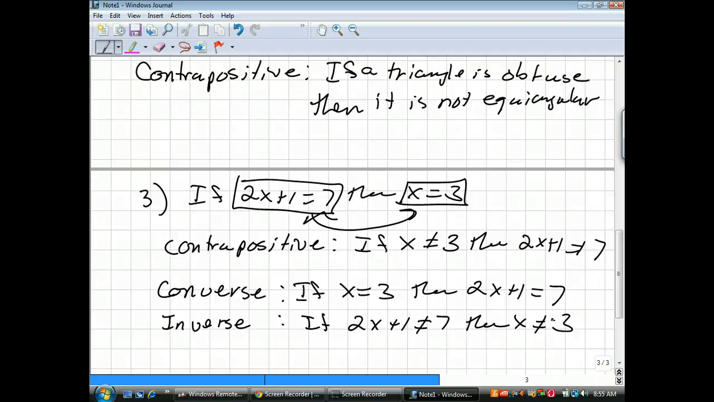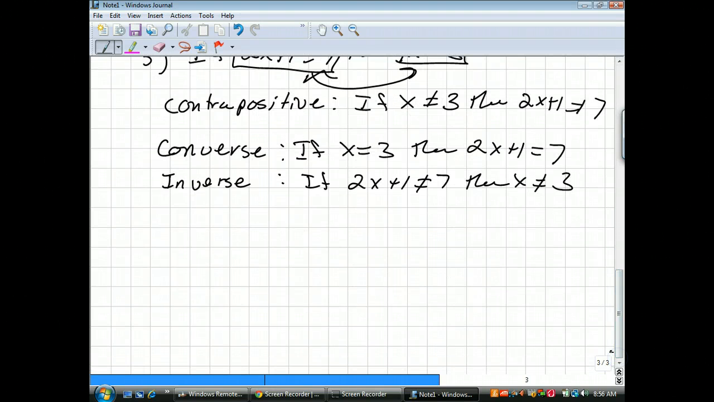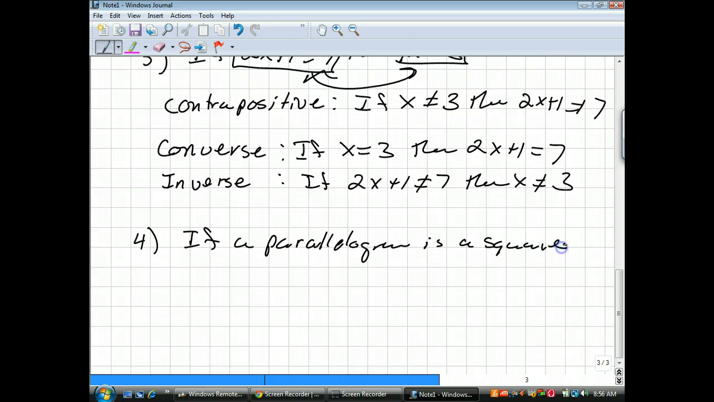All right. Now, very often we want to know, is the statement true or false? Okay? Well, example 4. If a parallelogram is a square, then it is a rectangle. Okay?